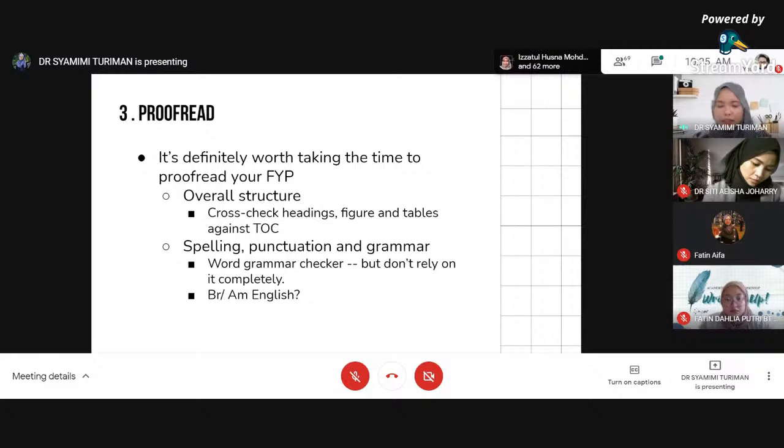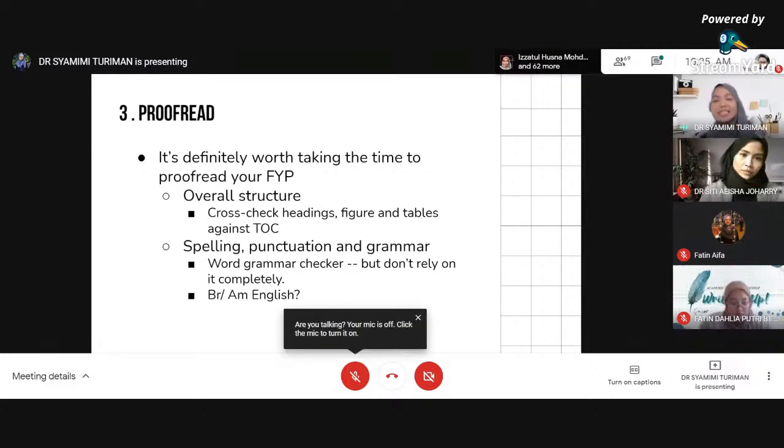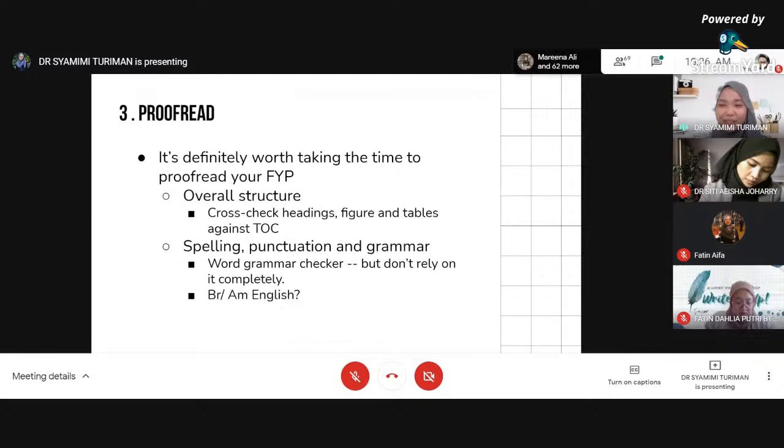Moving on to the next one: a good FYP would be an FYP that is proofread. It's up to you. If you have extra money, if you decide to subcontract, or if you decide to assign professional proofreaders to read your work and proofread on your behalf, there's no stopping you. But I don't think that is necessary.